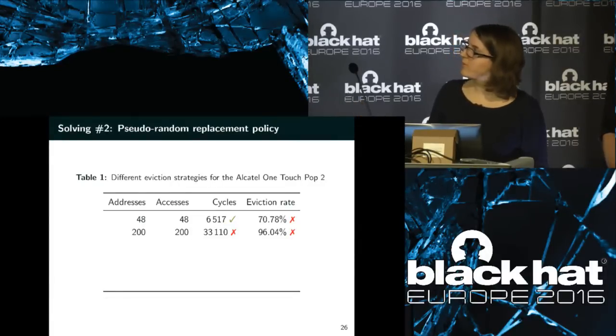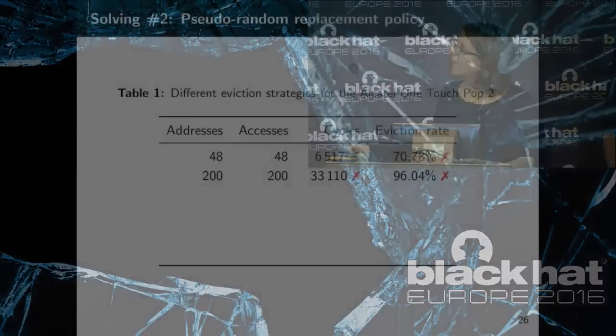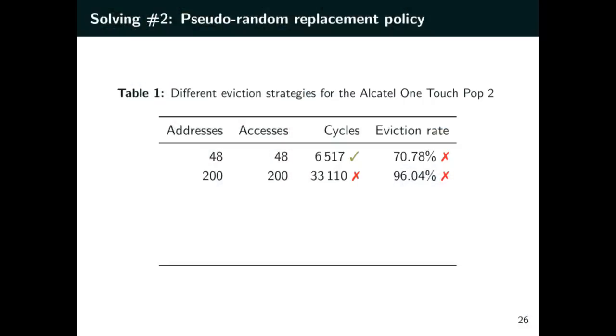So if we access more addresses, then the eviction rate goes up. We have a 96% eviction rate, and it now is quite slow, 33,000 cycles. So we can access even more addresses, let's say 800. The eviction rate is good, 99.10%, but it's really way too slow, 142,000 cycles.